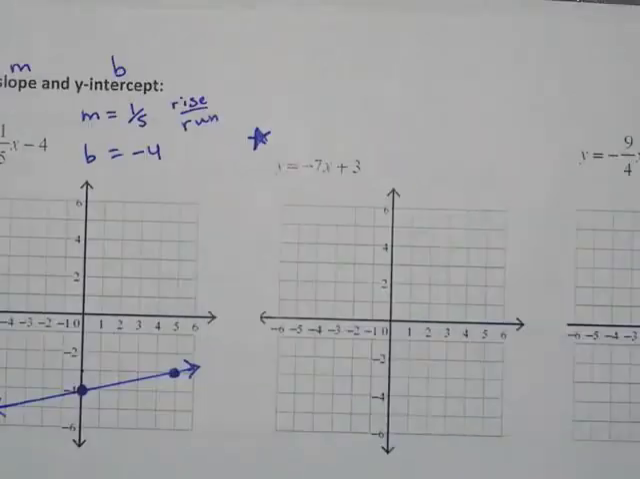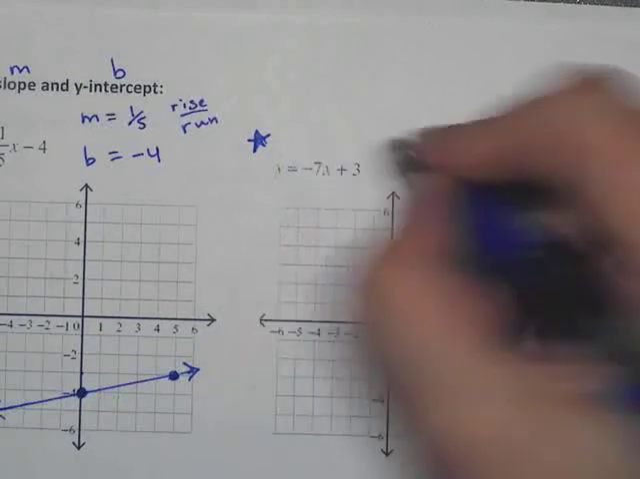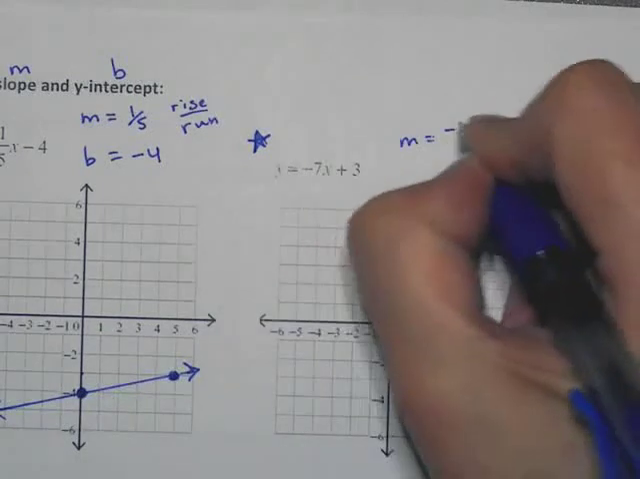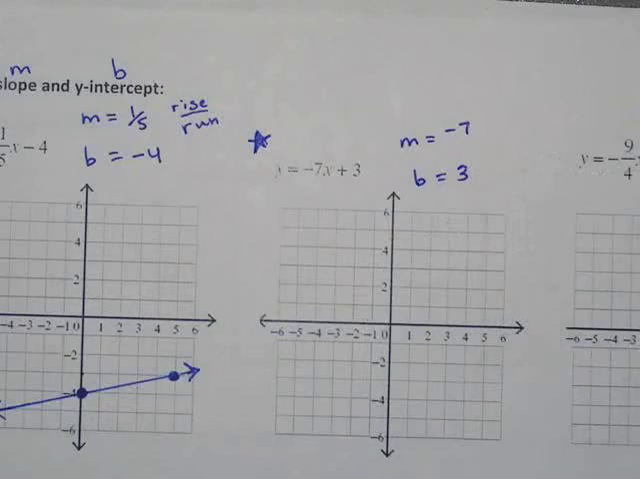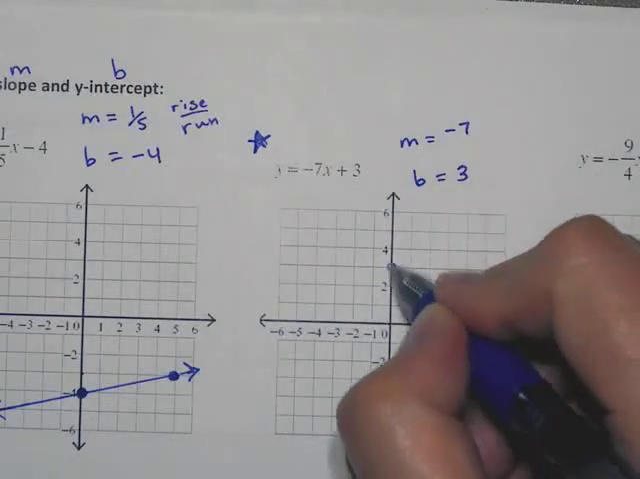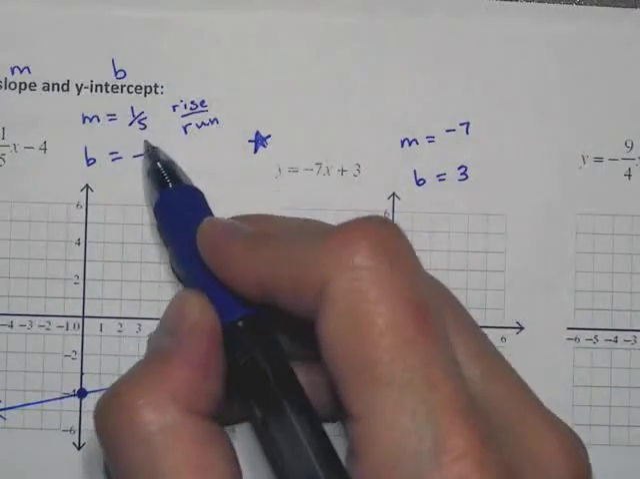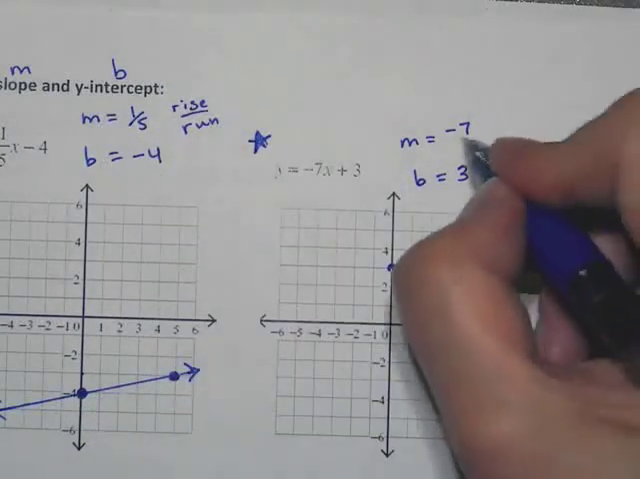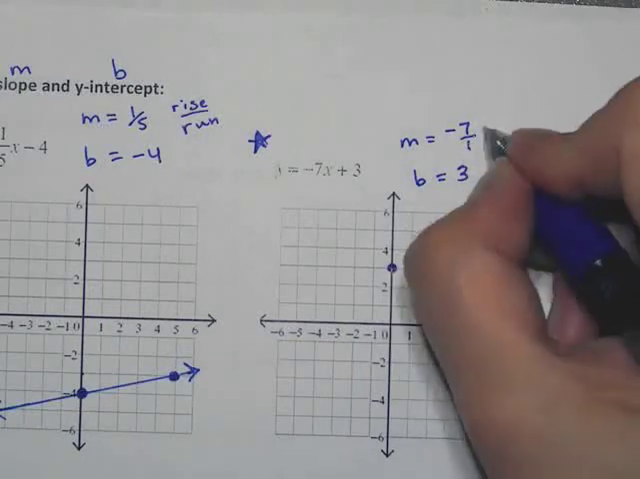All right, let's try one more of those. Again, y is already by itself. So I see that my slope is -7 and my y-intercept is 3. Begin with the y-intercept. So go up to 3 and put a dot. And then our slope this time is not set up as a fraction like rise over run. So we need to turn it into a fraction. Anytime it's a whole number like this, we can just put it over 1. So again, rise over run.